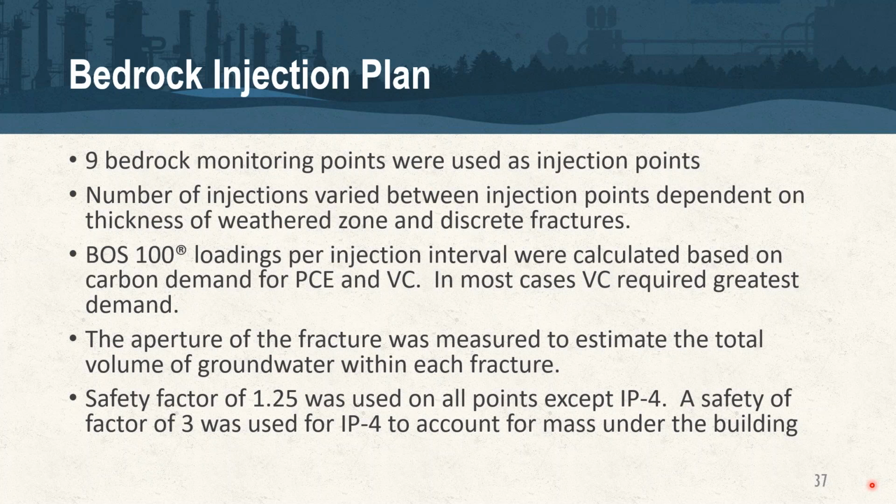And finally, safety factors to allow for considerations of mass that may still be present within the system or certainty of the data. Safety factor of 1.25 was used on 8 of the 9 points used for injection, except for IP4. This was given a safety factor of 3 because of its proximity to the building itself, and to account for any mass that may bleed out over time from beneath that building. Next slide, please.